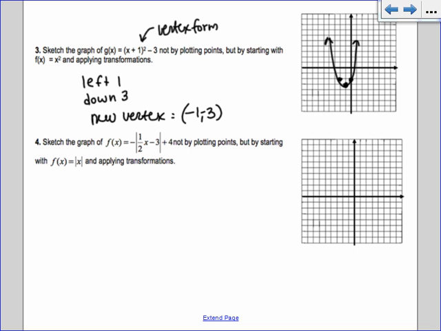All right, so this one says sketch the graph not by plotting points, but starting with f of x equals the absolute value of x and applying transformations. So do you guys notice that this is one of the weird ones? You have 2 horizontal transformations. So it's like a red flag, lots of weird things. All right, so we're going to rewrite it.